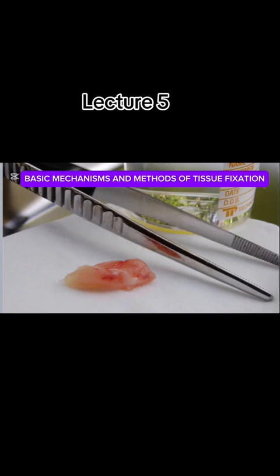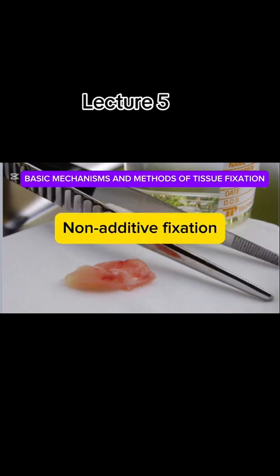The second mechanism is non-additive fixation. So in non-additive fixation, there isn't bonding of fixatives to tissue components. Instead, the fixative acts by precipitating or coagulating proteins and other biomolecules. So basically, the fixatives disrupt the hydrogen bonds, hydrophobic interactions, or ionic bonds, leading to protein coagulation.